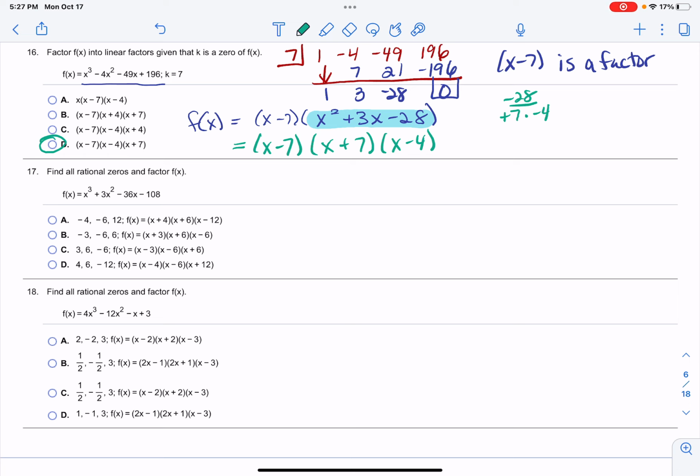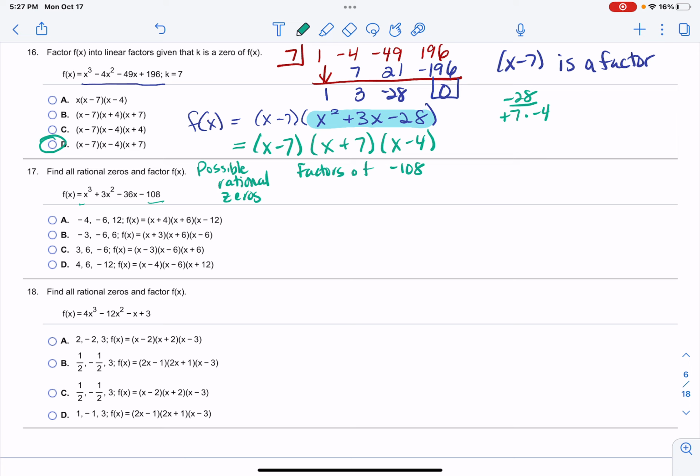Since that's not the case, we need to use the rational root theorem that says if you have any rational zeros, they are factors of the last term divided by factors of the leading coefficient. So our possible rational zeros are factors of negative 108.